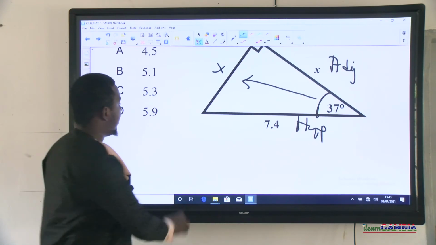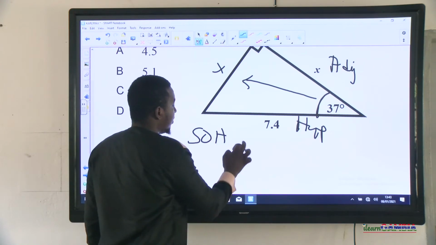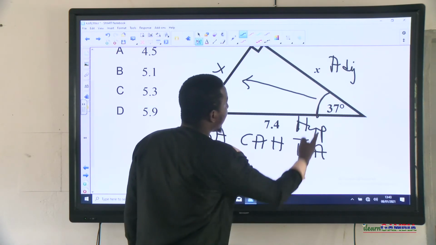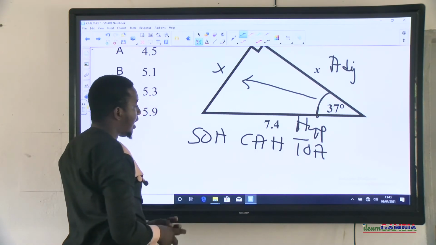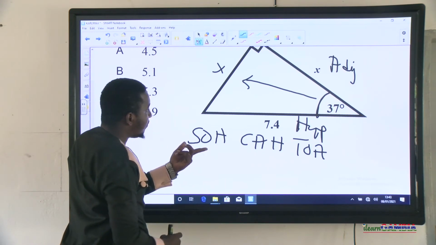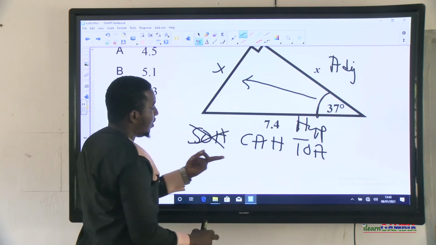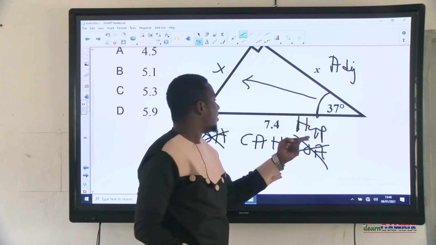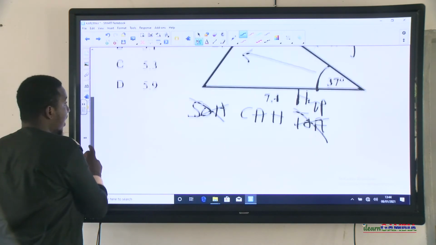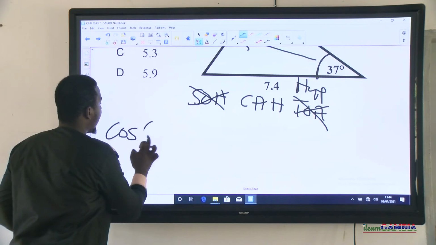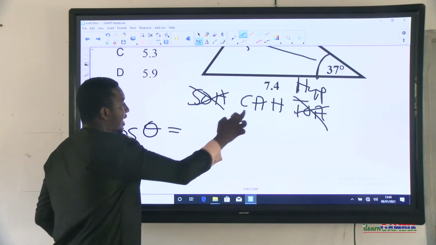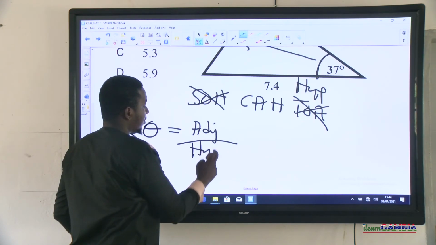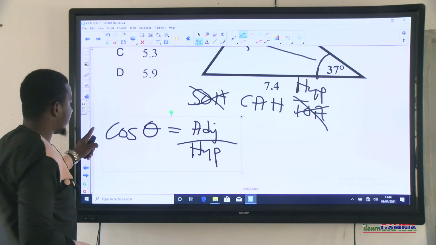Now, looking at SOHCAHTOA, which of these do we use? Sine, cos, or tan? We have SOH, CAH, and TOA. Now, what are we given? We are given the adjacent and the hypotenuse. We cannot use sine because we are not given the opposite. We cannot use tan because also we are not given the opposite. But we can use cos since we are given the adjacent and the hypotenuse. So cos of angle theta is equal to the adjacent divided by the hypotenuse.